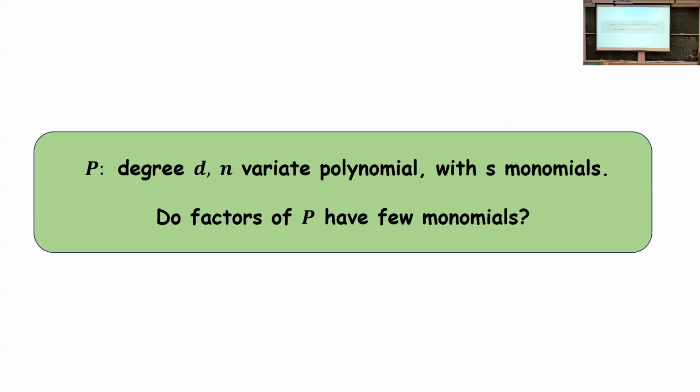Okay, so let me start with this very basic question. So suppose P is a polynomial. It's a degree D n-variate polynomial, and it has some number of monomials when you write it out as a sum of monomials. And D, N, and S are parameters. You could think of D and N to both be polynomially related, and S is some parameter. Think of S for now to be also polynomially related to D and N.